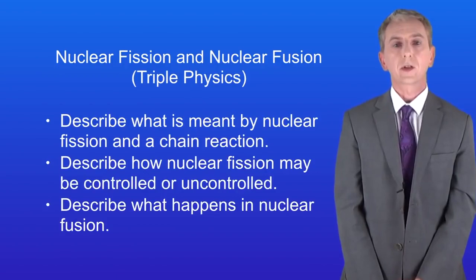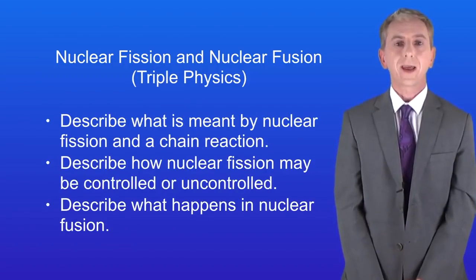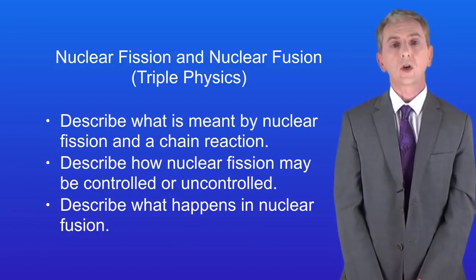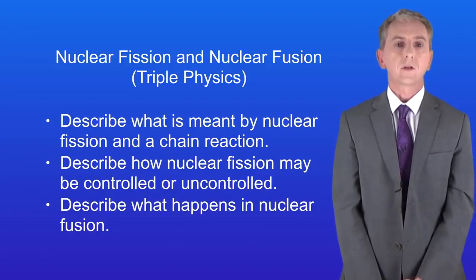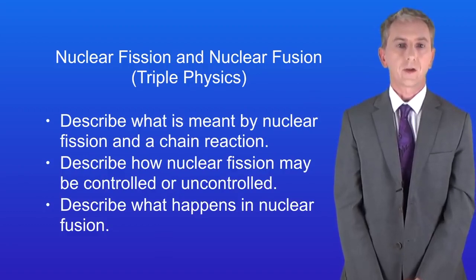By the end of this video, you should be able to describe what's meant by nuclear fission and a chain reaction. You should then be able to describe how nuclear fission may be controlled or uncontrolled. And finally, you should be able to describe what happens in nuclear fusion. And all of this is for triple physics students only. So we're going to start by looking at nuclear fission.